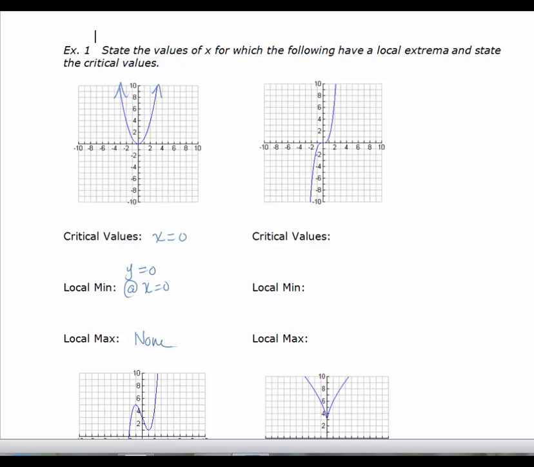The next graph happens to be the graph of y equals x cubed. And again, it really doesn't matter to answer these questions, but critical values are where your first derivative is undefined, but also it has to be in the domain of the function, or where you have a horizontal tangent. And if we look at this function, we can see that we have a horizontal tangent at x equals 0 again. So our critical value is x equals 0.